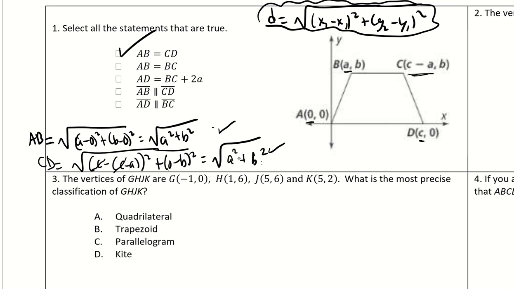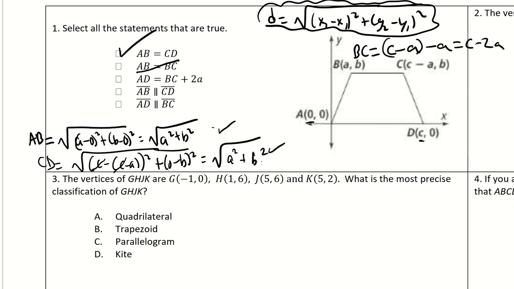AB is equal to BC. Let's check that out. To get BC, the way to get the length is just to subtract the x coordinates, right? The x coordinates are a and c minus a. So that's all you got to do, subtract those x coordinates. That's because this is going straight, you know, from left to right. So subtract the x coordinates, c minus a, which is c minus 2a. Okay, so BC is c minus 2a, which is not the same as AB.